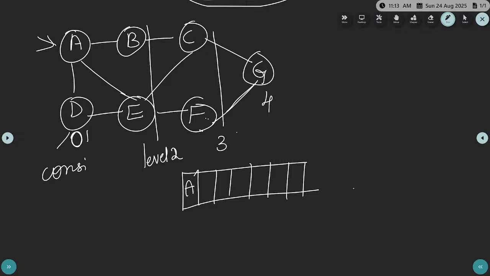Are there any adjacent vertices of A here?